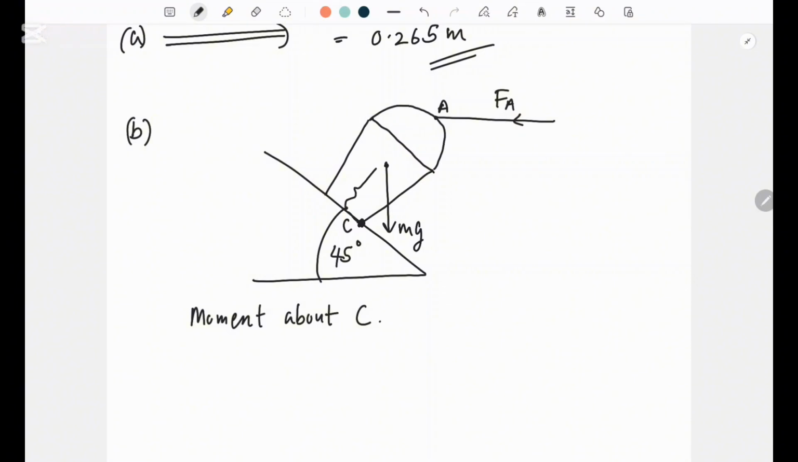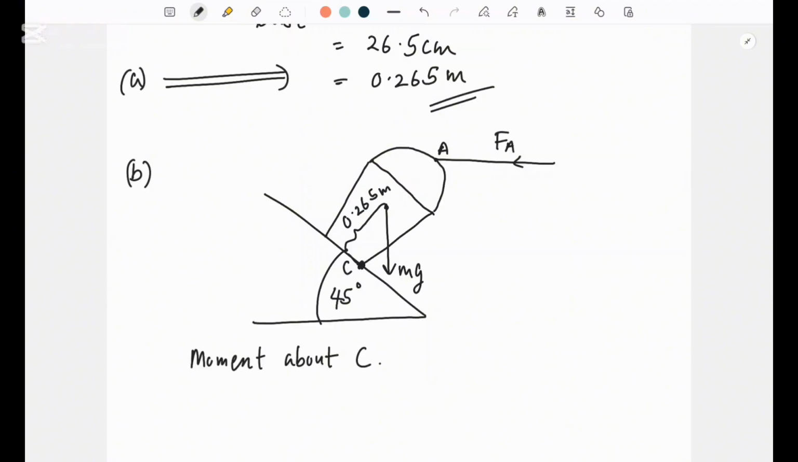This distance was 0.265, which we just found. That's the center of mass. It's meters, by the way. So it's 26.5 centimeters. All right. So we have FA, right? To find the moment, we'll have to find the perpendicular distance for FA. So this would be your perpendicular distance, right?